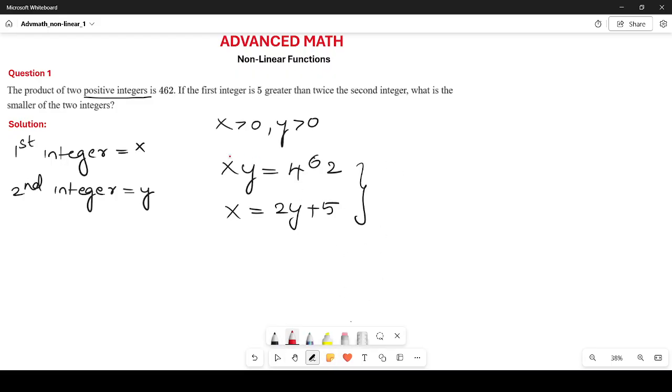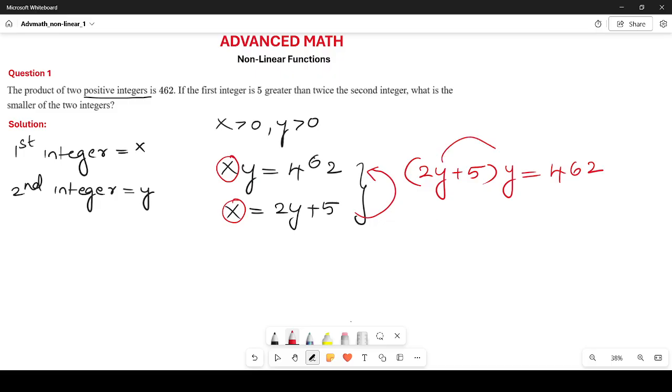You can see in the first equation it's xy is equal to 462 and in the second equation it's an expression for x. So I am plugging the expression for x from the second equation into the first equation. So xy equal to 462 becomes, replacing x by 2y plus 5, (2y plus 5) times y equal to 462. Now let's distribute and simplify this equation. So 2y times y will become 2y squared plus 5 times y equal to 462.